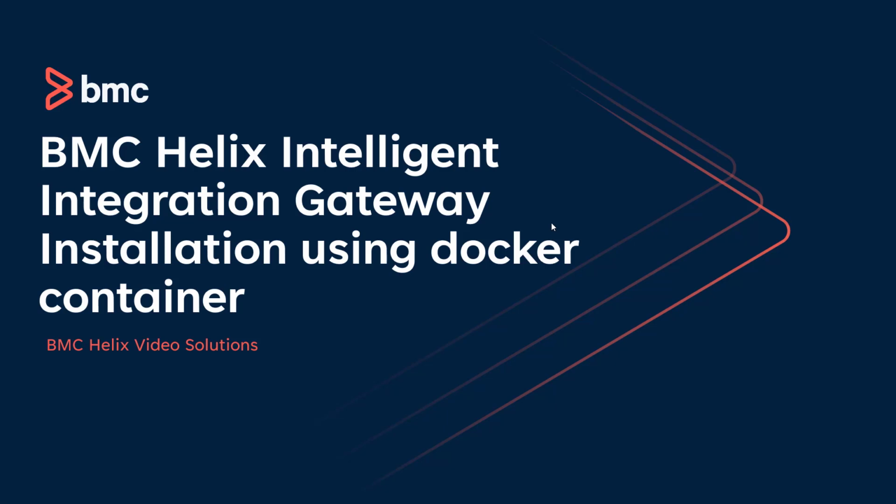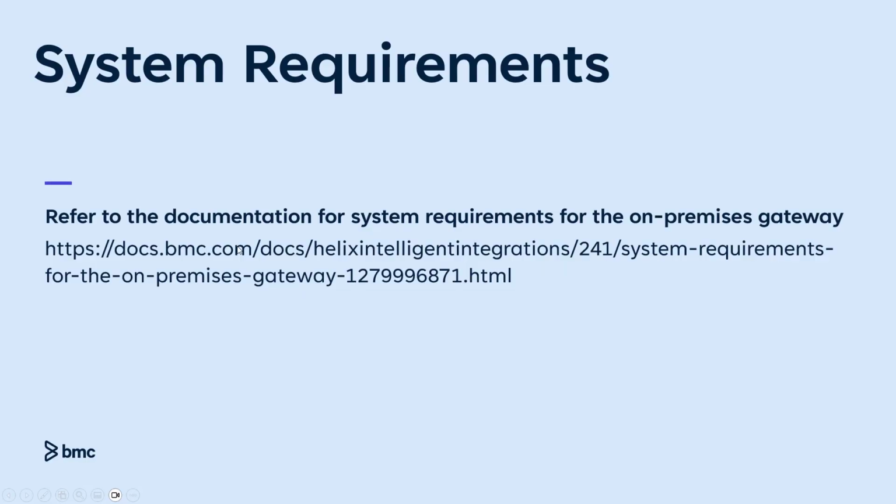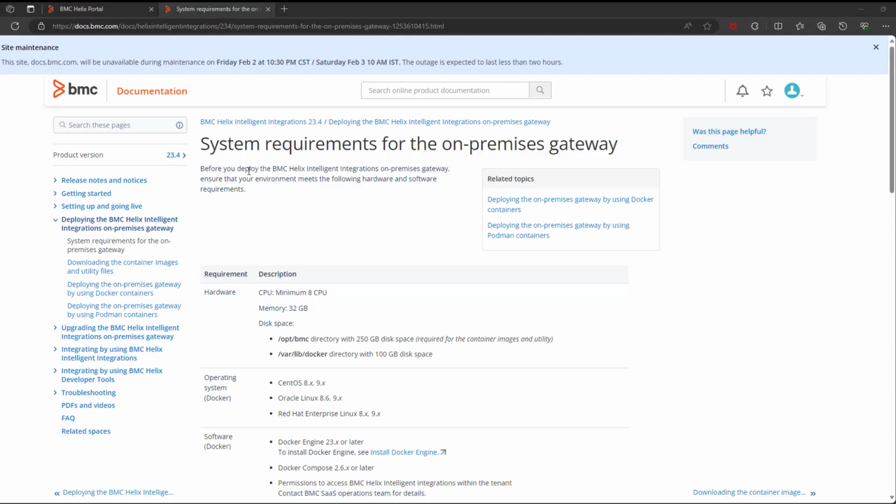In this video, we will be seeing how to install BMC Helix Intelligent Integration Gateway using Docker container. Please refer to the official documentation for the system requirements. We'll go through the system requirement in order to deploy intelligent integration on-prem gateway. So in this video, I will be deploying 23.4 II on-prem gateway, which is intelligent integration on-prem gateway.